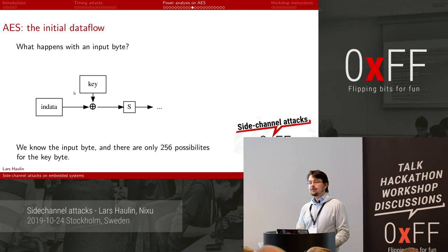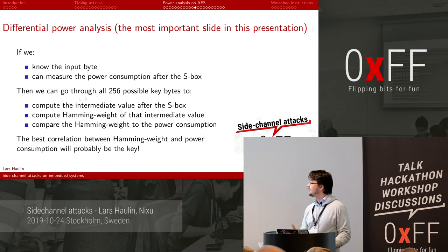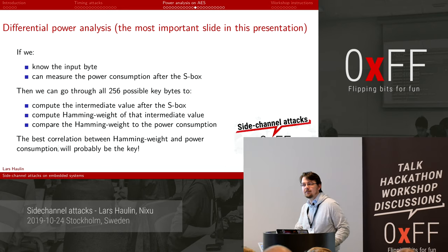When we get this data value, we can compute its Hamming weight, the number of set bits. And then we can compare this to the actual power consumption that we measure at this point. And for all these 256 possibilities, the one that matches the best is probably the correct key byte that the encryption algorithm is using.